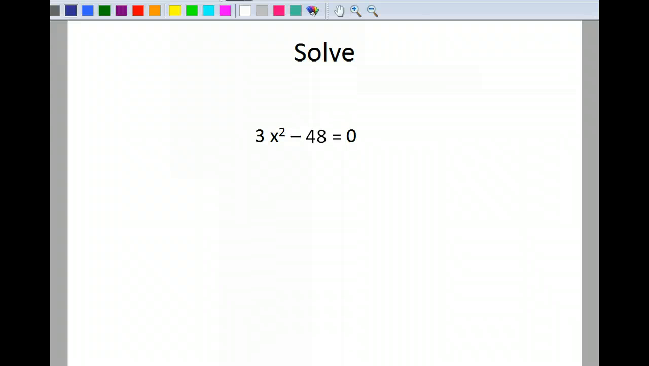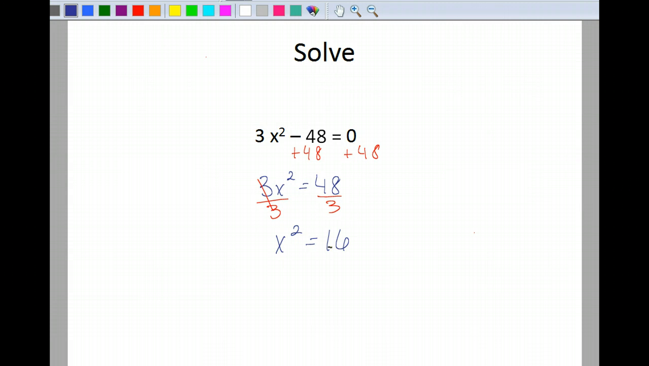So let's take a look at this one. I have 3x squared minus 48 is equal to 0. Well, the first thing I've got to do is I've got to get my x squared term by itself. So I am going to add 48 to both sides. So now I have 3x squared is equal to 48. Well, x squared's not by itself yet. Now I've got to divide both sides by positive 3. Now x squared is equal to, let's see, 48 divided by 3. I believe that gives me 16.